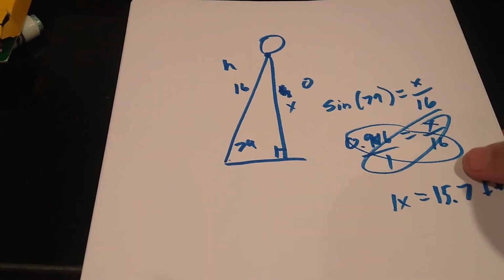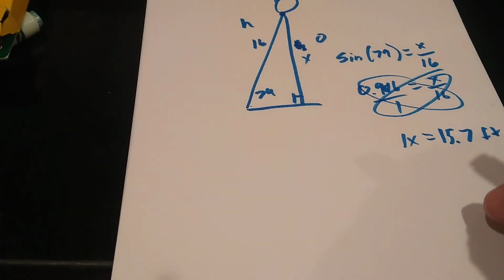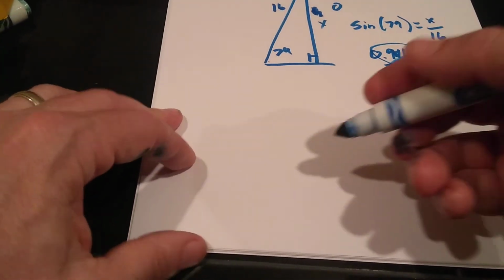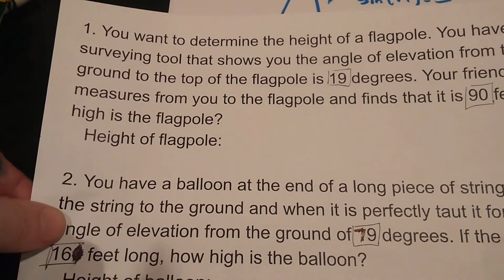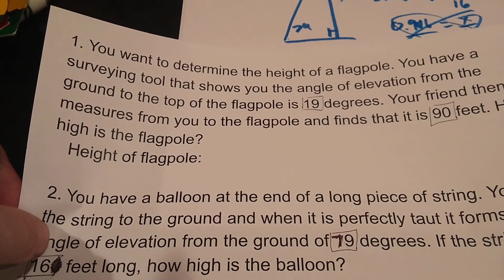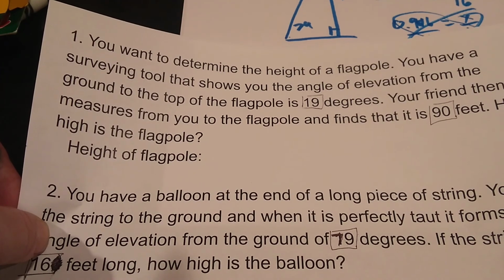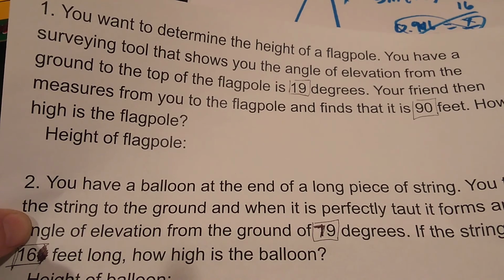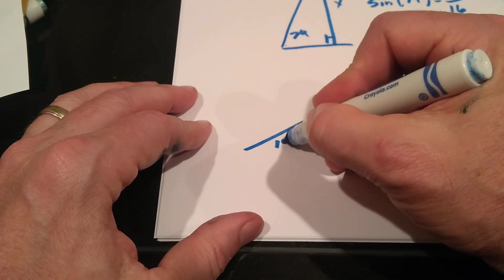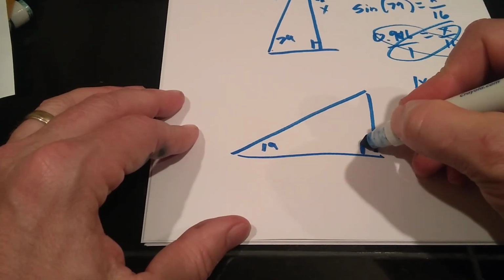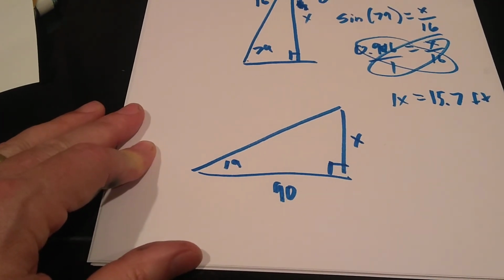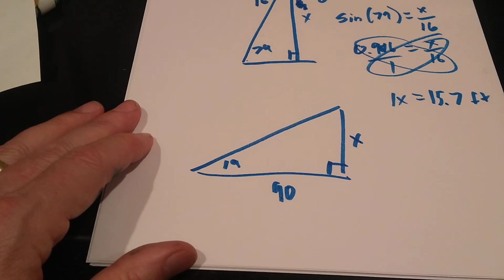I'm going to set one up, and then I'm going to be done because I'm going a little long. You have, this should look very familiar to you. You have to determine the height of a flagpole. You've got a surveying tool that shows the angle of elevation from the ground to the top of the pole is 19 degrees. And the measure from you to the flagpole, it's 90 feet. How high is the flagpole? So this looks like this. 19, 90. I'm trying to find this. I'll leave it for you to figure that out and maybe add you a couple of questions, but that's long enough. Thanks.